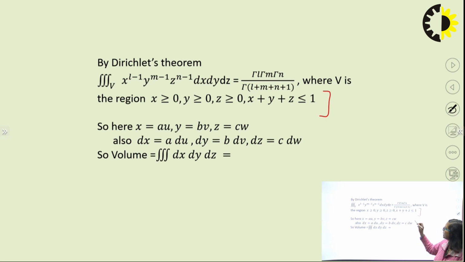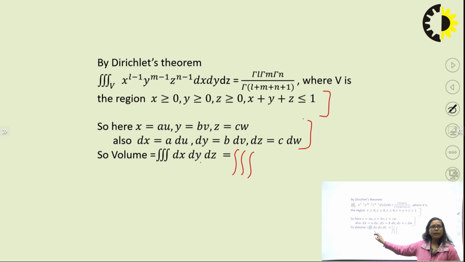So now, writing the values of x, y, z in terms of u, v, w, which we have done in the last slide, I start writing the volume. What is the volume? The formula for volume is the triple integral of dx dy dz. So now I need to convert this integral into the form of du, dv, dw in terms of the new domain. So putting their values, I start solving this triple integral.